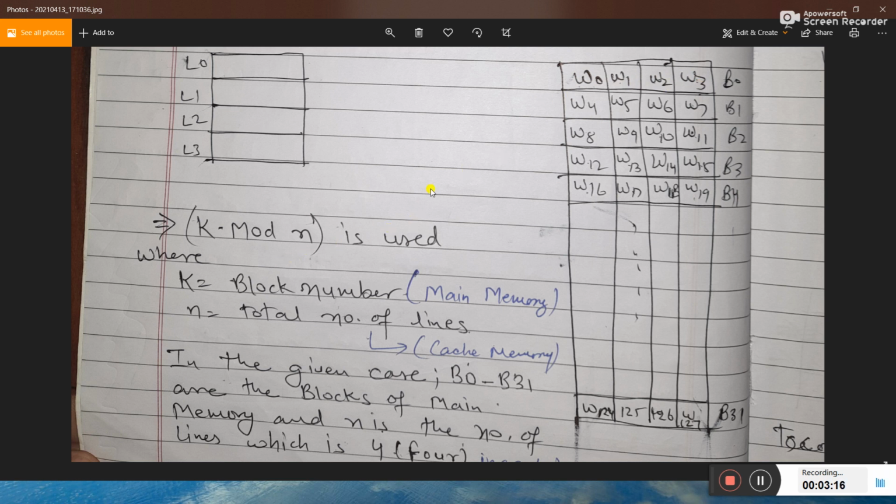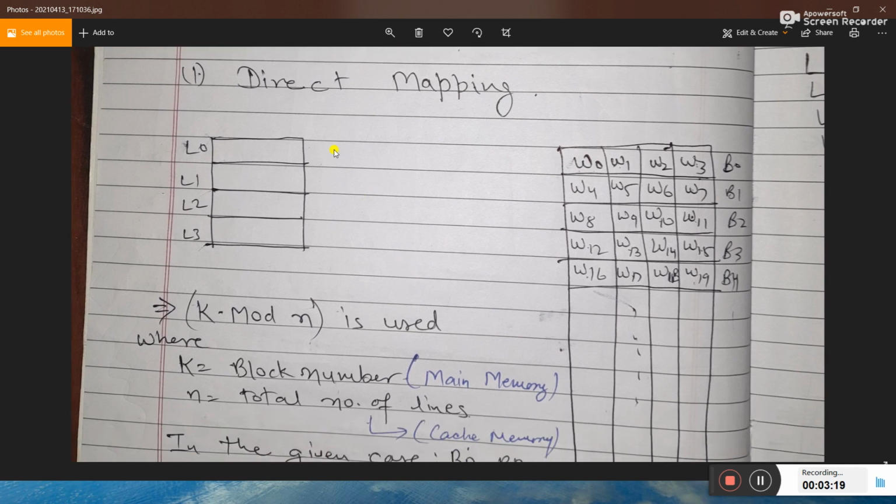Whenever we say that it is direct mapping, we follow a formula, and it is k mod n, where k is the block number, B0, B1, B2, B3, B4 and so on. That is my k, and n is the number of lines. So we can say that at a particular line some particular blocks can come. Otherwise, if the line is empty, a particular block may come over there. Fine, I will show you how.